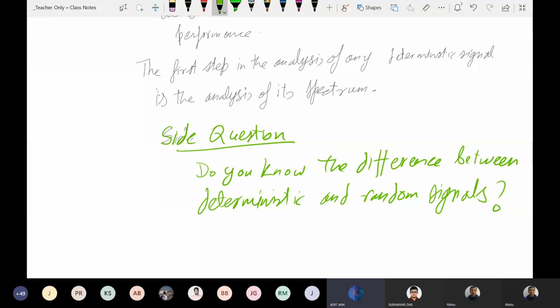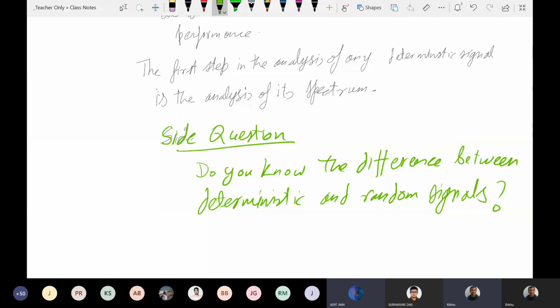Yes, sir, we do. So deterministic signals are basically signals for which, for any time instant, you can tell their exact value. But for random signals, they have the distribution of how the values will look in the long term, but you can't really tell what the exact value will be. We'll next cover random signals in detail.